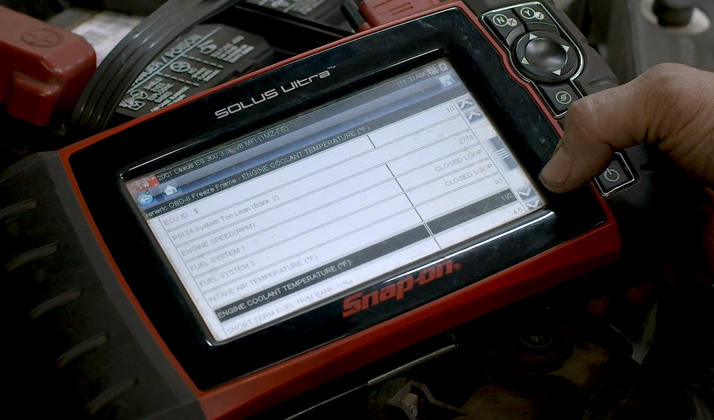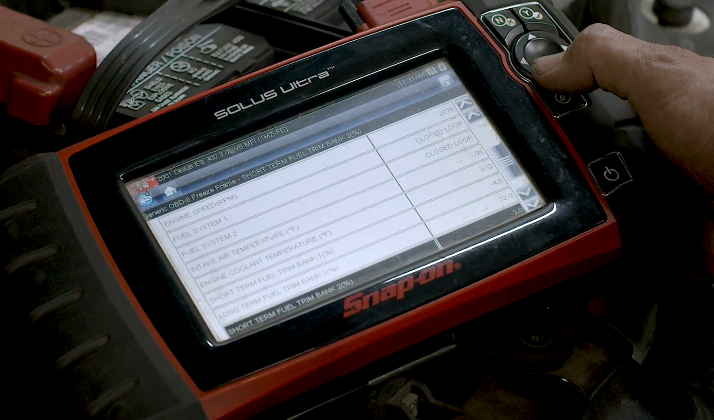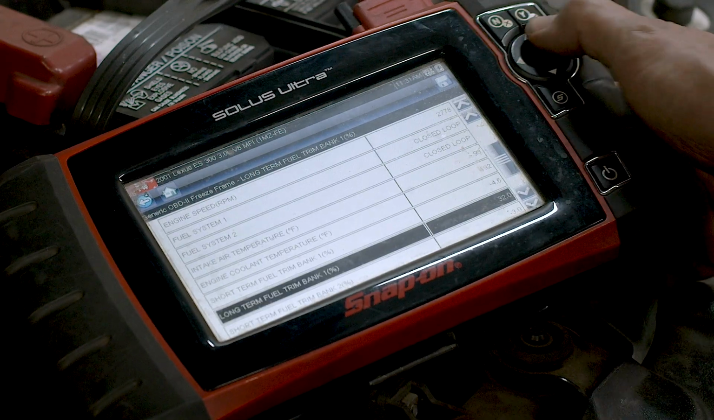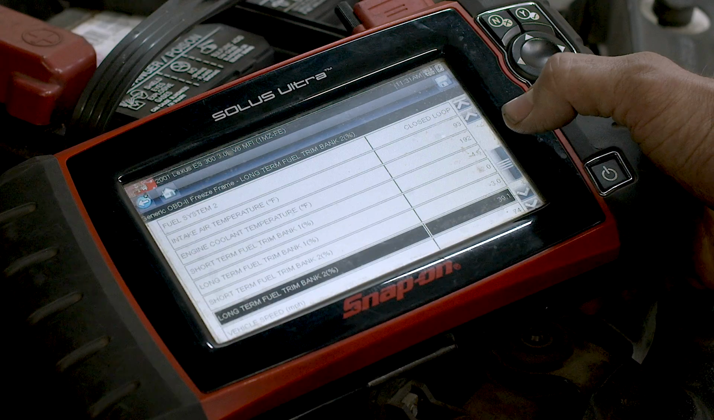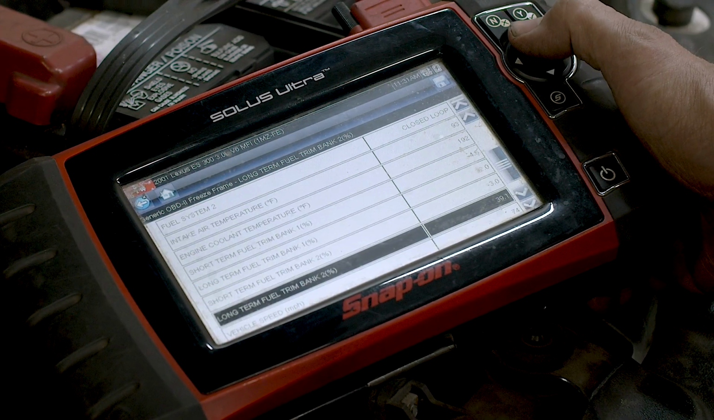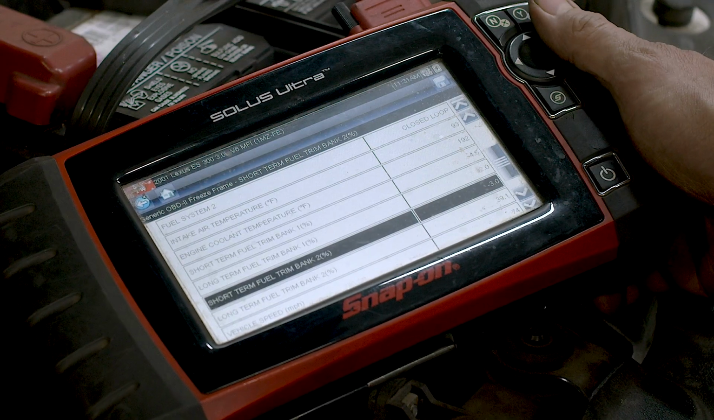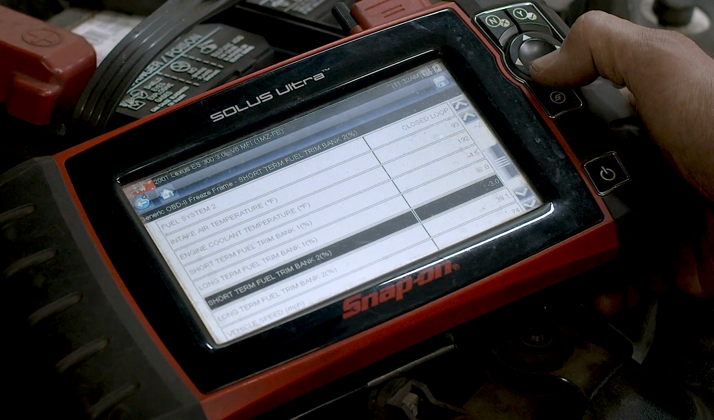Make sure we're at operating temperature. We're at 192 degrees, so we're at full operating temperature. So we're looking at our freeze frame data. On this car, we were adding 39% on bank 2 long term with a minus 3% short term on bank 2.